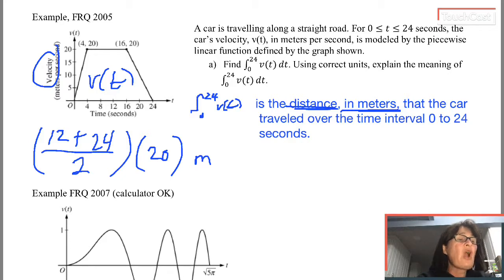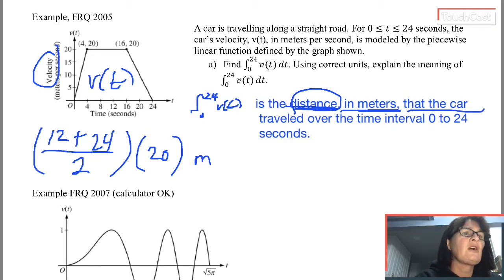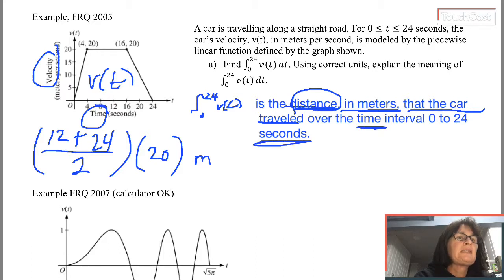You need to name the other quantity too, the quantity that the car traveled. So distance is pretty good, but you're going to want to be specific. You're going to want to tie it to this scenario. So distance that the car traveled. And then the other 2 pieces you need are the quantity for the input variable. You can't just call it t, you have to call it what it represents. So usually that's printed along the axis. We call that the independent variable. This is time. So I would say over the time interval 0 to 24 seconds.